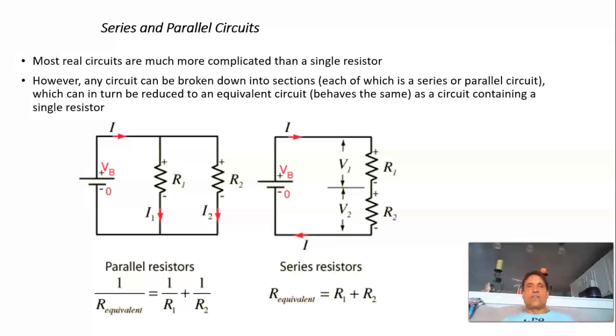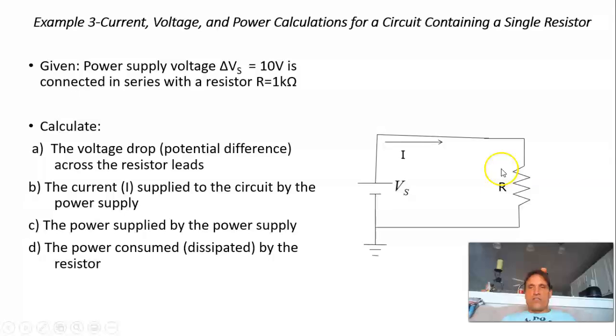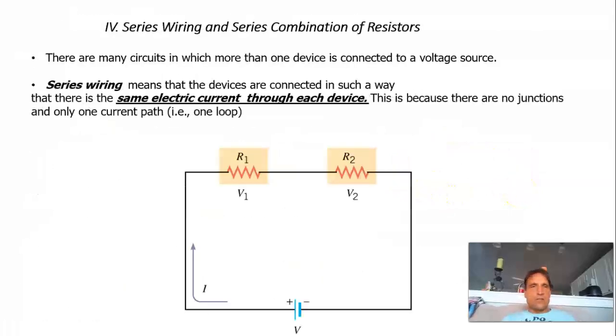Just like we did the equivalent capacitance for multiple capacitors in series and parallel, we can do the same thing with resistors. So my claim is that for any big mess of components, we can model it as a circuit with a single resistor, which makes the calculations much simpler. So let's move on.